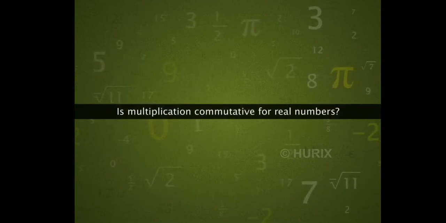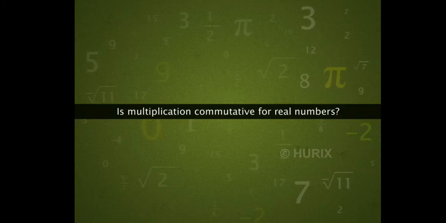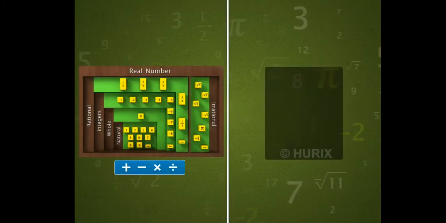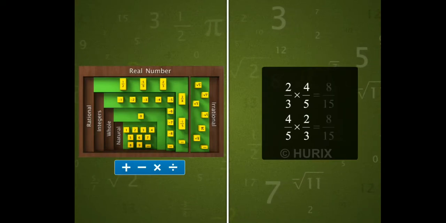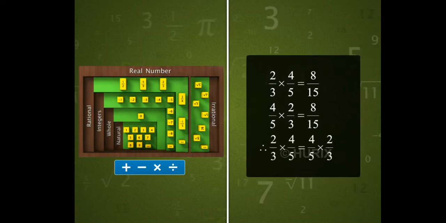Do you think multiplication is commutative for real numbers? Consider these two real numbers. We multiply them in different orders. We get the same result in both the cases.